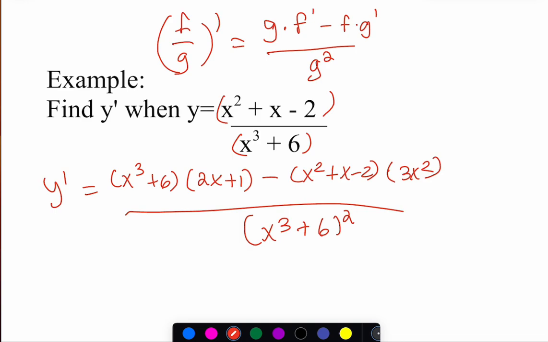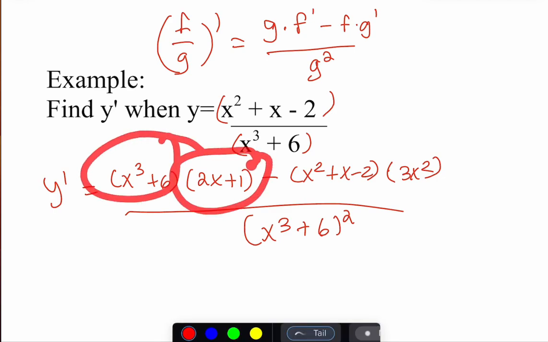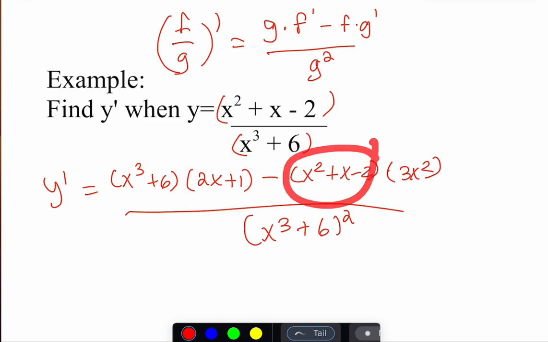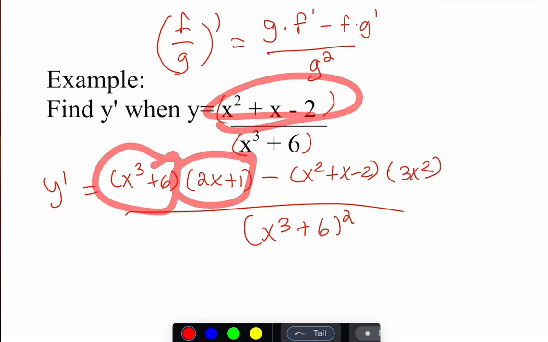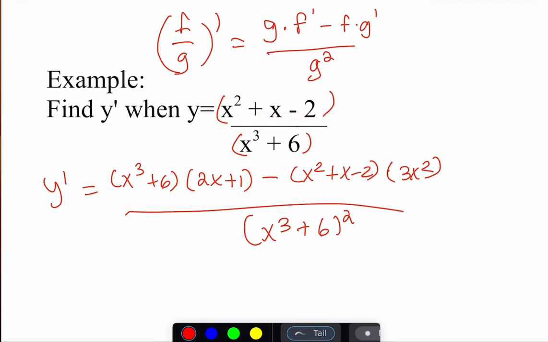Okay? So let me say it again. It is the bottom times the derivative of the top minus the top times the derivative of the bottom, all over the bottom squared. Leave them in parentheses until it's time to distribute. The bottom times the derivative of the top minus the top times the derivative of the bottom, all over the bottom squared. That is the rule. That is the formula. You need to memorize it.